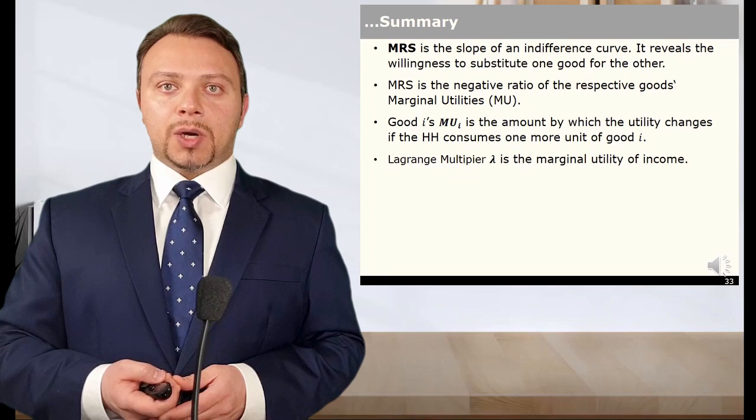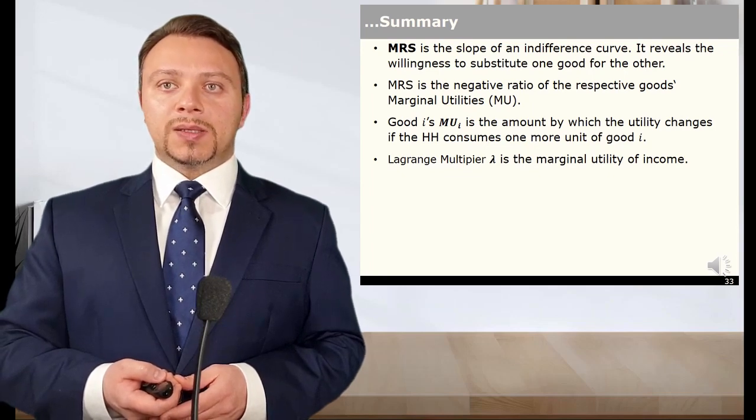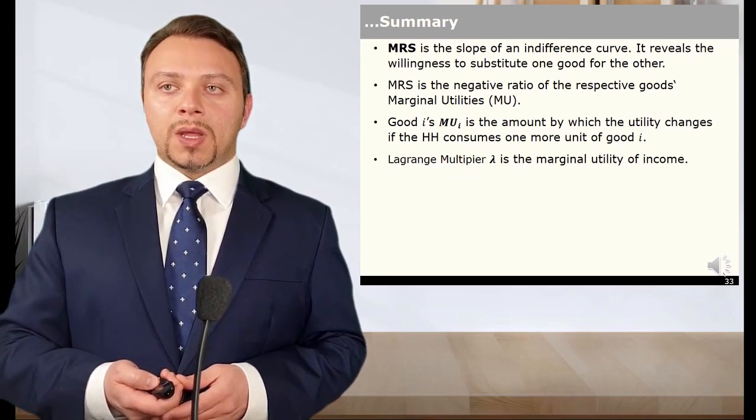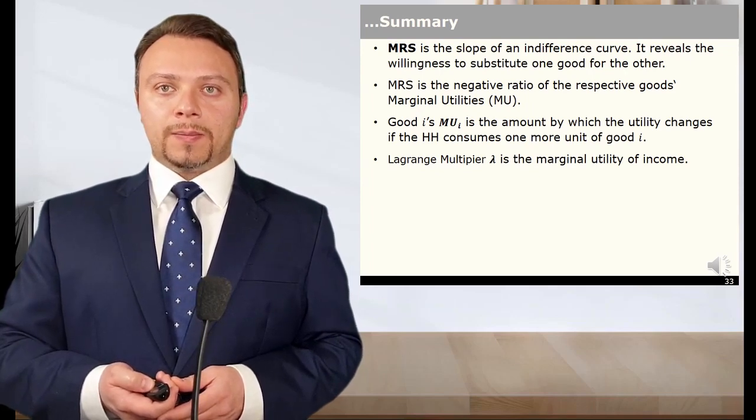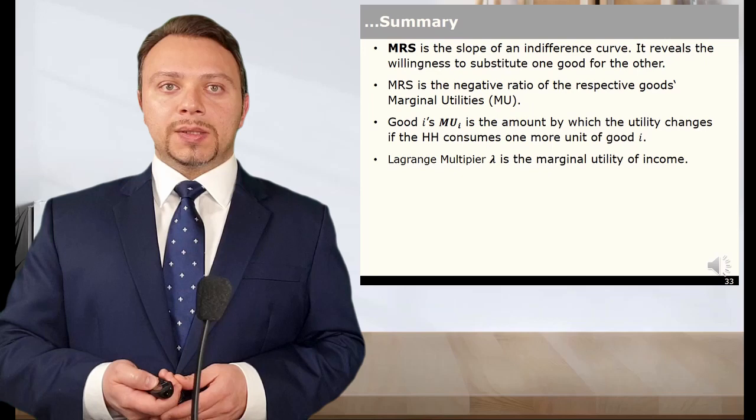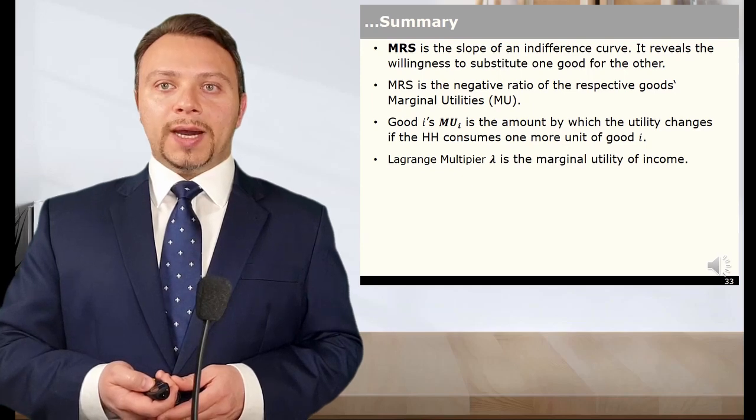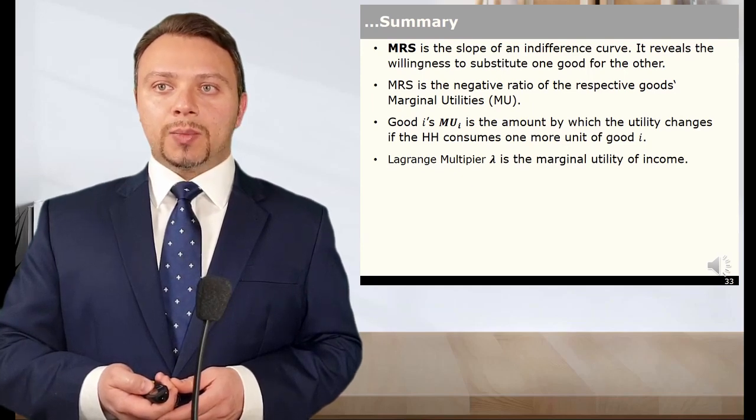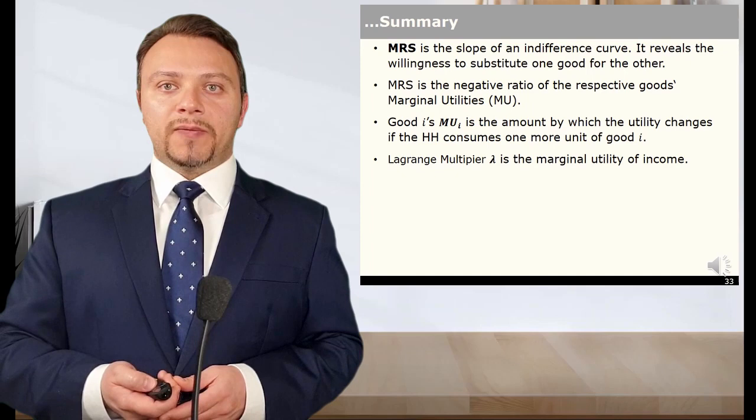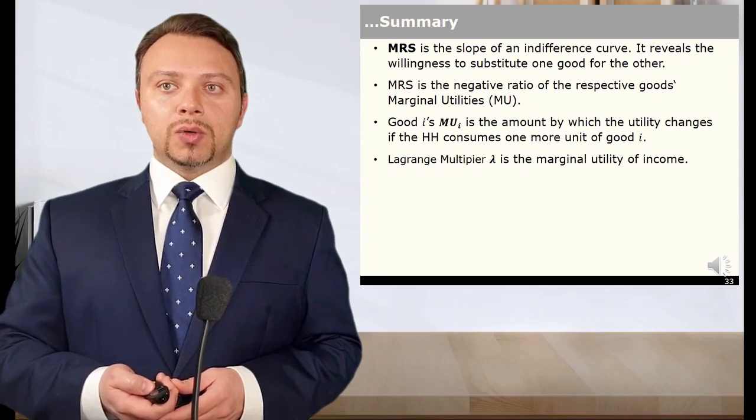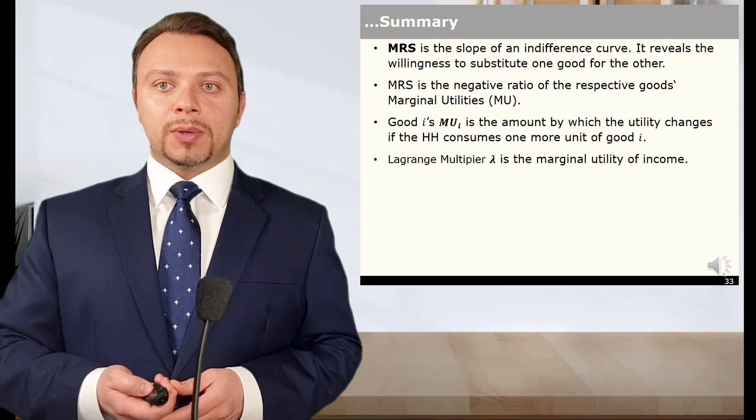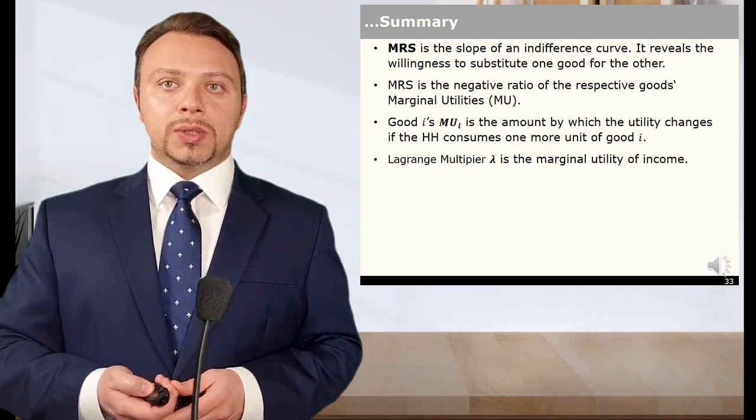The MRS, marginal rate of substitution, is the slope of an indifference curve. It reveals the willingness to substitute one good for the other. The MRS is the negative ratio of the respective goods' marginal utilities. Good i's marginal utility is the amount by which the utility changes if the household consumes one more unit of good i. And finally, the Lagrange multiplier lambda is the marginal utility of income.